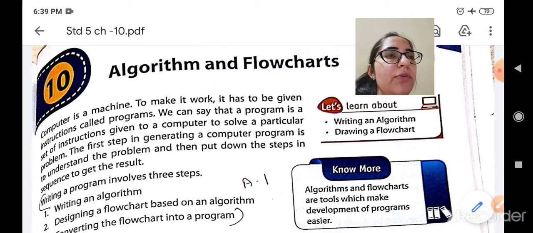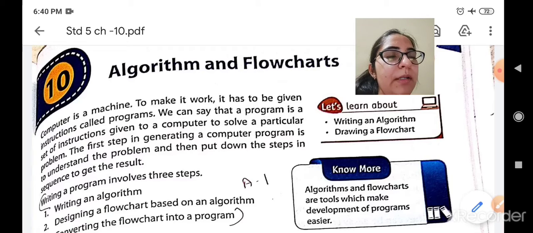Today we are going to start with the concept of algorithm and flowcharts. Before starting with the algorithm and the flowchart, first we will discuss the program. So, what is a program? A computer is a machine. It is not a human. It does not have its own mind. So, to make it work, it has to be given a set of instructions, which are called programs. We can say that a program is a set of instructions, the given lines, that is given to a computer to solve a particular problem.